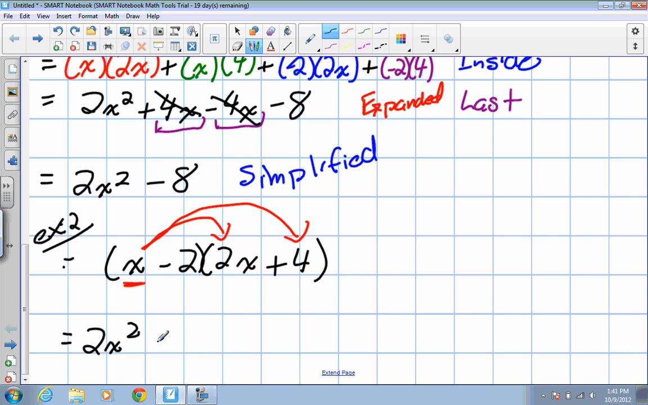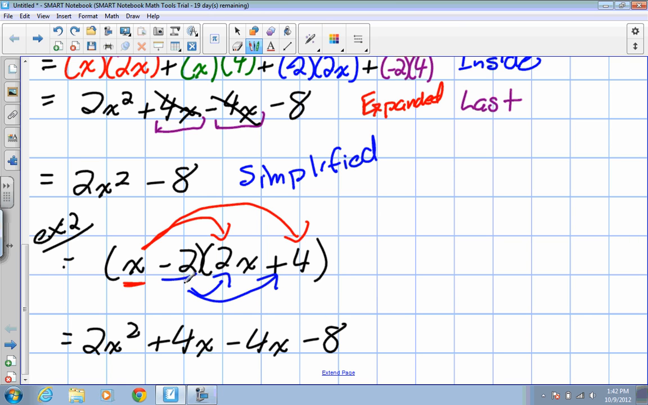2x squared. X times 4? 4x. Okay? I want to draw your attention to FOIL. FOIL, first terms, x times 2x, that's this here. And outside terms, x times 4, 4x. Exact same process, just a different way of representing it. Then we take the second term in the first bracket and multiply it by each term. Negative 2 times 2x, negative 4x. Negative 2 times 4 is negative 8. Again, with FOIL, that's inside terms, negative 2 and 2x. And last terms, negative 2 and 4.